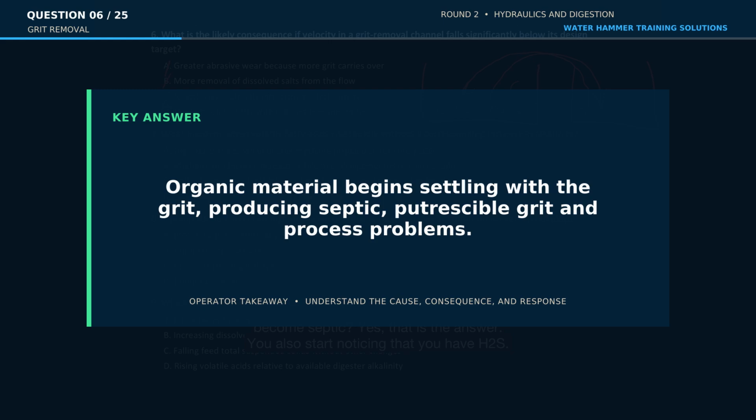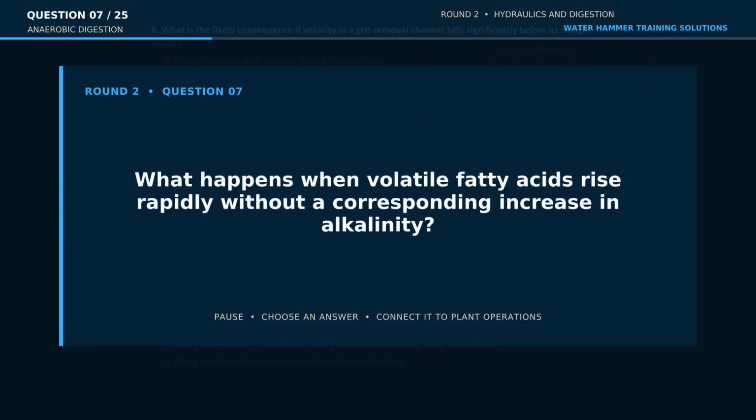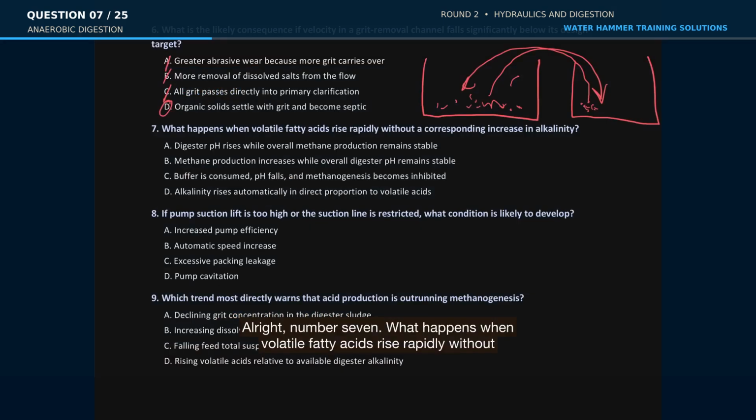You'll also start noticing that you'll have H or number 7. What happens when volatile fatty acids rise rapidly without a corresponding increase in alkalinity? Is it A, digester pH rises while overall methane production remains stable? No. Is it B, methane production increases while overall digester pH remains stable? No. Is it C, buffer is consumed, pH falls, methanogenesis becomes inhibited? The answer would be C.